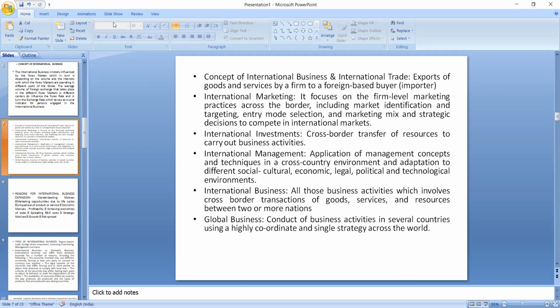Next, international business: all those business activities which involve cross-border transactions of goods, services, and resources between two or more nations. Global business: conduct of business activities in several countries using a highly coordinated and single strategy across the world. So this is how concepts evolve in international business, right? Forex plays an important role, and various things like international marketing, international investments, international management, international business, and global business. So kindly note down this.